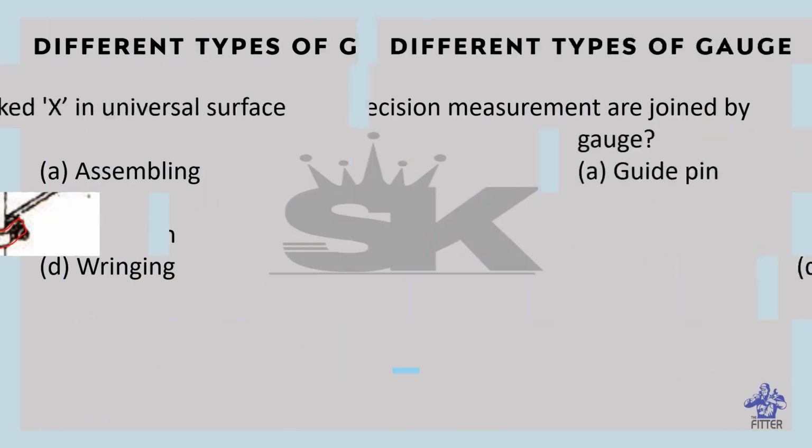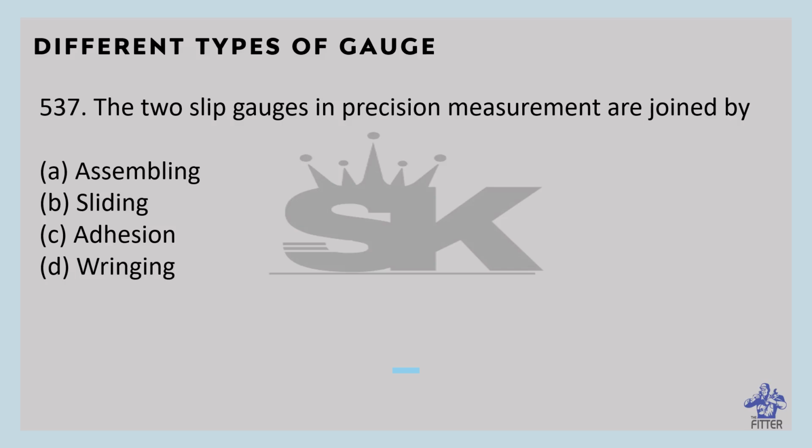The two slip gauges in precision measurement are joined by ringing. Slip gauges are manufactured by Johnson, hence they are also called Johnson gauge. Slip gauge is also called Johnson gauge.